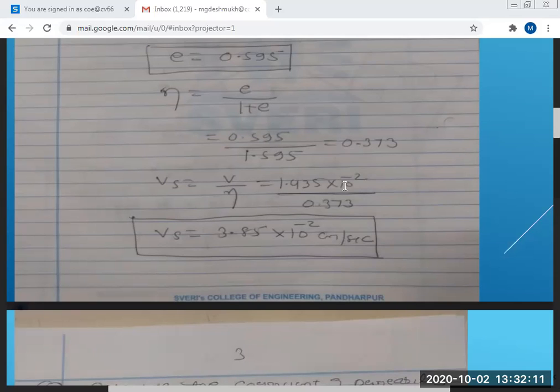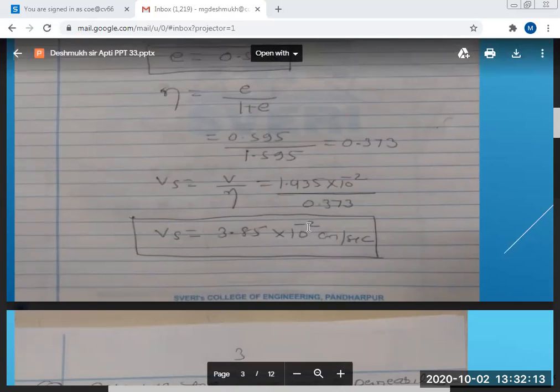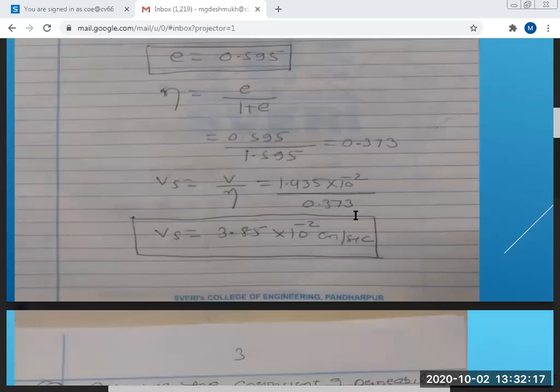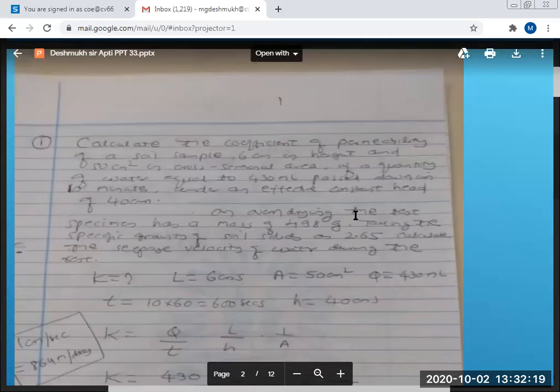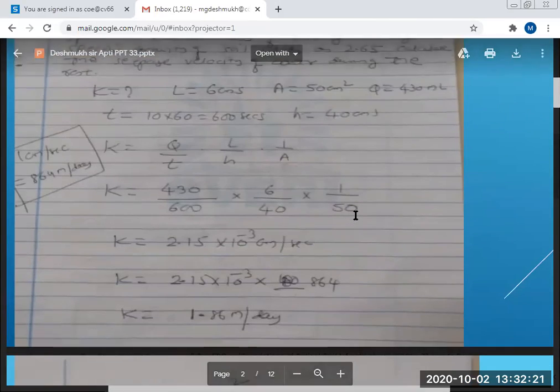Now this is seepage velocity. सारा प्रॉब्लम क्लियर है? क्लियर है बोल तो यस बोलो. अगला प्रॉब्लम आपको खुद करना पड़ता, और एक क्वांटिटी आप याद रखो, ये MCQs में या GATE में काम आ सकता है आपको. 1 centimeter per second is equal to 864 meters per day.